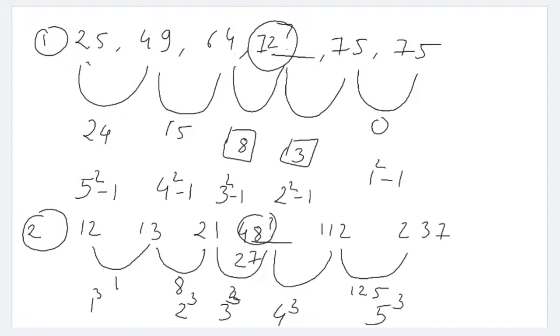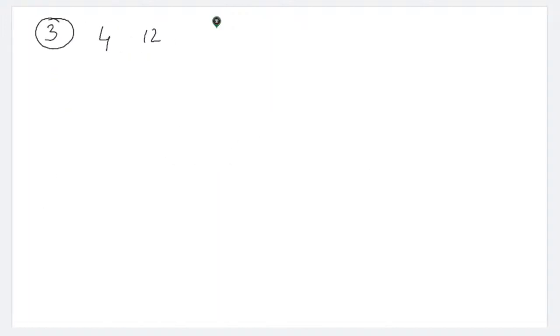Now, question number 3rd. 4, 12, 60, 180, then question mark, then 2700. Now, how to get through this? How to identify the pattern?